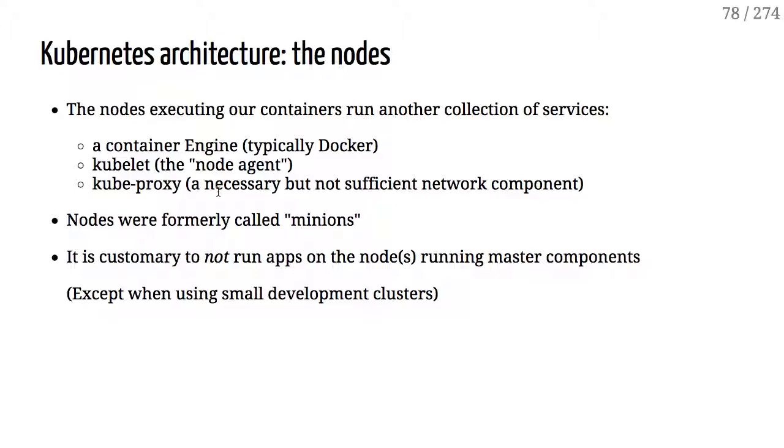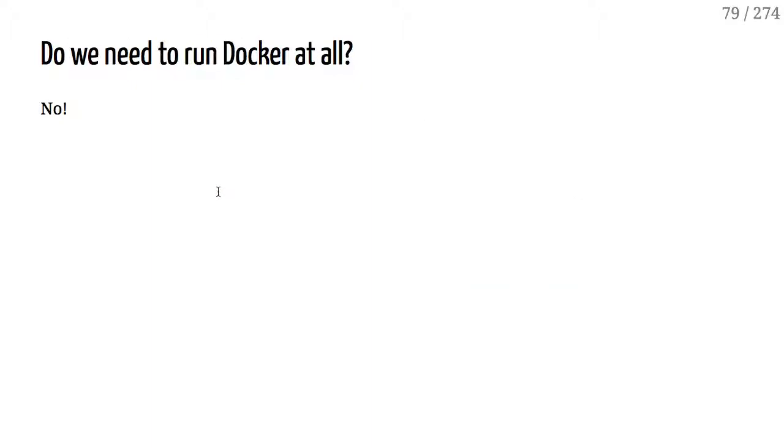The tradition is that the master components are going to run on a node because that way they will be in containers just like everything else. But traditionally, your master node will not run other applications because the kube components require resources to run properly, so it's better to isolate them from everything else. Of course, if you have a small dev environment, like your local machine, that's one node, so you're going to run everything on it. Do we need to run Docker on our kube cluster?